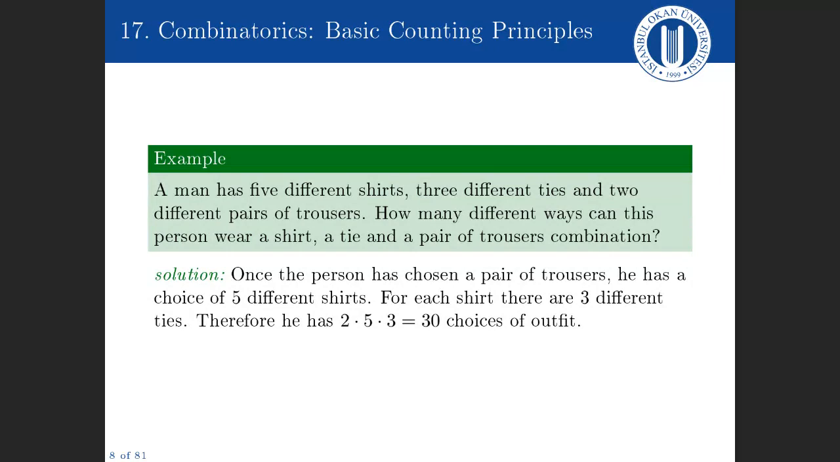So, for example, let's suppose a man has 5 different shirts, 3 different ties, and 2 different pairs of trousers. In how many different ways can this person wear a shirt, a tie, and a pair of trousers? By the multiplication principle, we just multiply these numbers together. So that's 2 trousers multiplied by 5 shirts multiplied by 3 ties. 2 multiplied by 5 multiplied by 3 gives us our answer. There's 30 different choices of outfit.